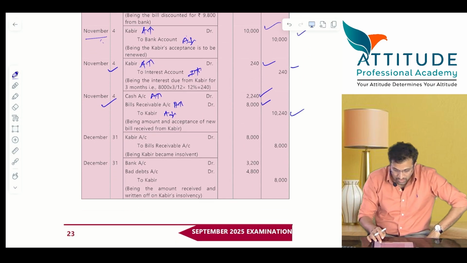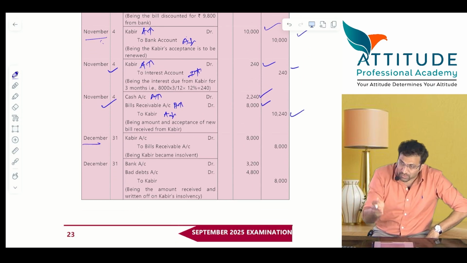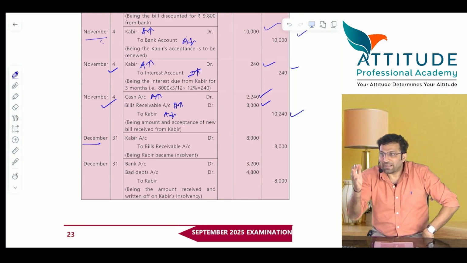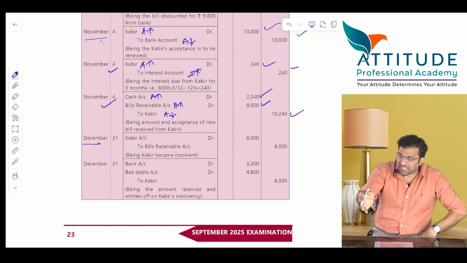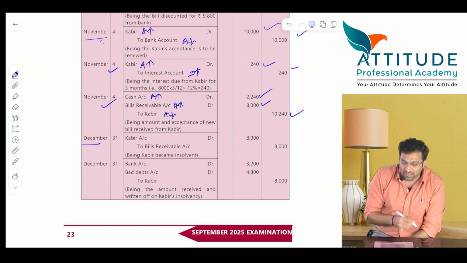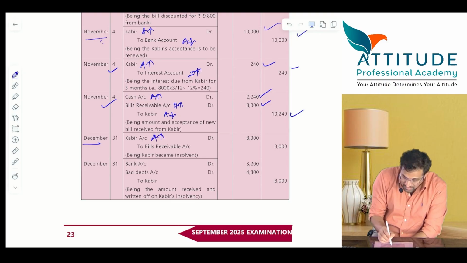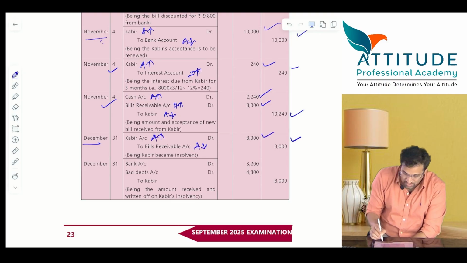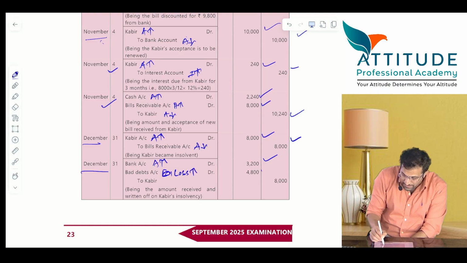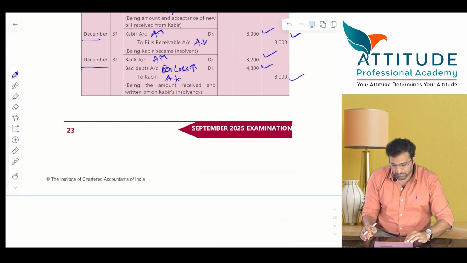On the due date, December 30th, he will not pay, he becomes insolvent. So on December 31st you come to know that he became insolvent. First you have to pass the dishonor entry. What is the dishonor entry of the bill? Kabir account again, asset increases, asset reduces by 8,000. Now on 31st December you have recovered, asset increases 3,200, bad debts expense increases, not expense, in fact loss increases by 4,800, Kabir asset reduces 8,000. Simple. Is that clear?